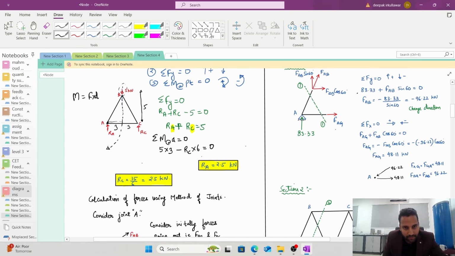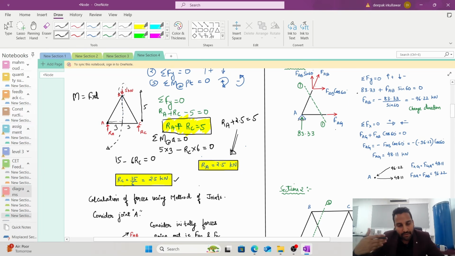So if I solve this, this would be 5 times 3, 15, minus 6 Rc equals 0. If I rearrange this, I will get Rc equals 15 over 6, which is nothing but 2.5 kilonewton. So once we get Rc as 2.5 kilonewton, we can get Ra also. Put this Rc as 2.5 in the above equation, Ra plus Rc equals 5. Plug this in here, so you will get Ra plus 2.5 equals 5. So you will get Ra as 2.5.